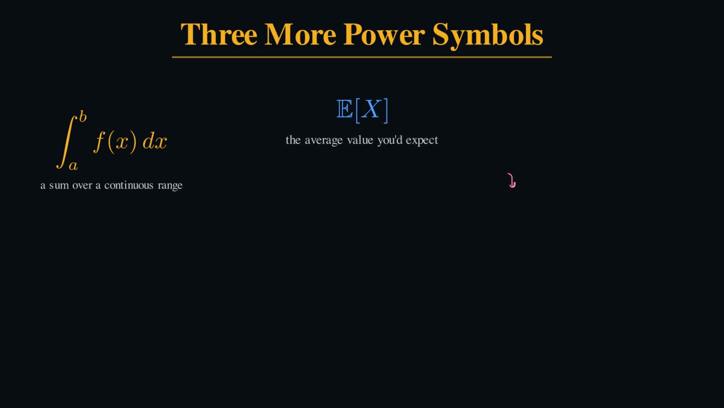Third, and maybe the most important of all, argmin and its twin argmax. Min would give the smallest value of the loss, but argmin asks a different question. Which input, which setting of the parameters theta produces that smallest value?